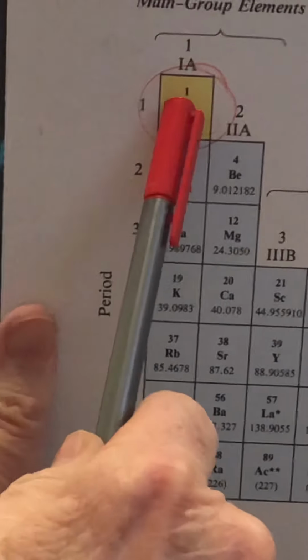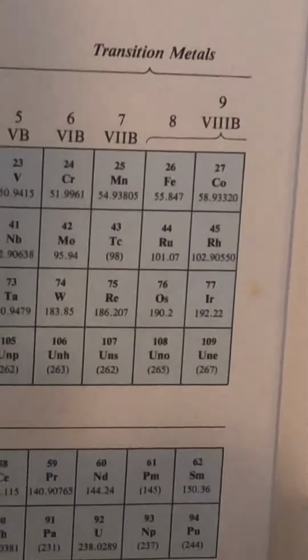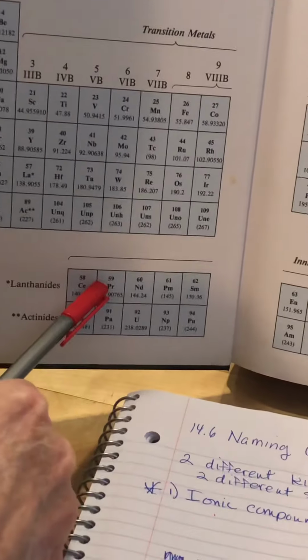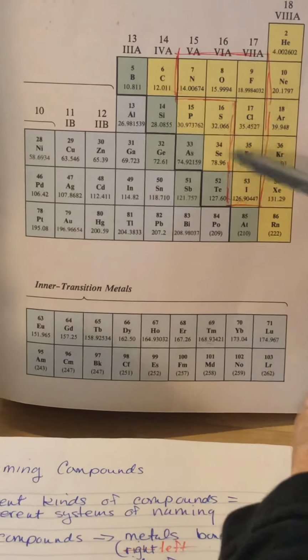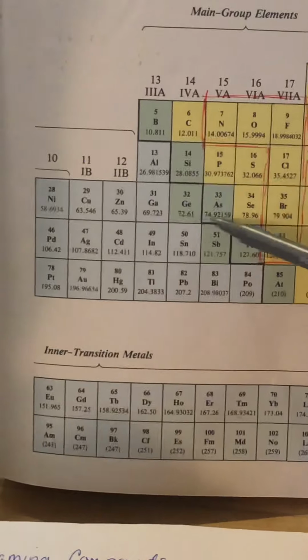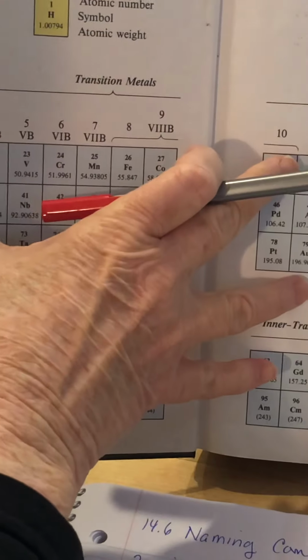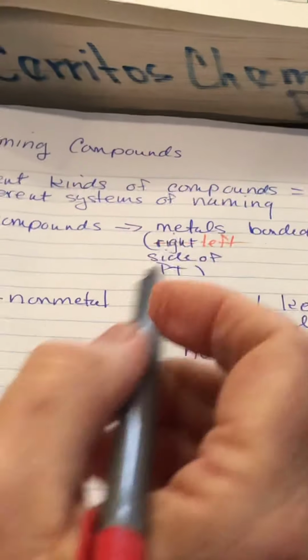Metals are on the left-hand side of the periodic table, with the exception of hydrogen, which is a non-metal. So all of these things are metals. All the things down here, the inner transition metals, are metals. Non-metals are on the right-hand side of the periodic table. They are to the right of this stair-step line that you see drawn right here, and hydrogen. So if you have something on the left side bonded to something on the right side, it's a metal bonded to a non-metal and an ionic compound.